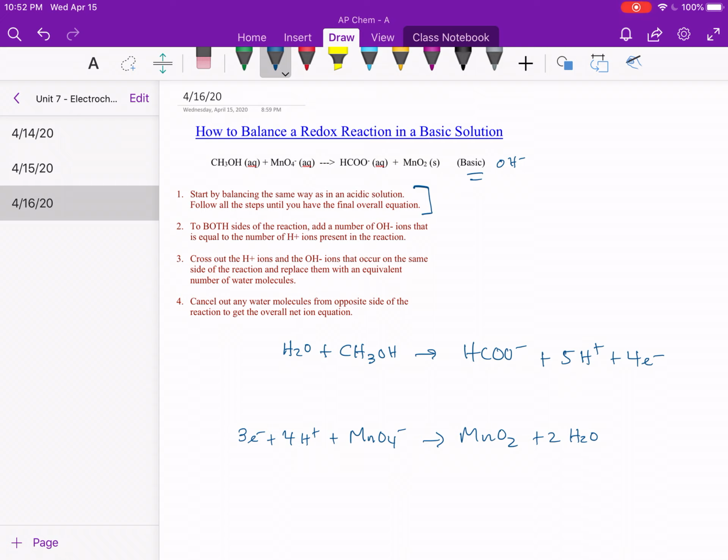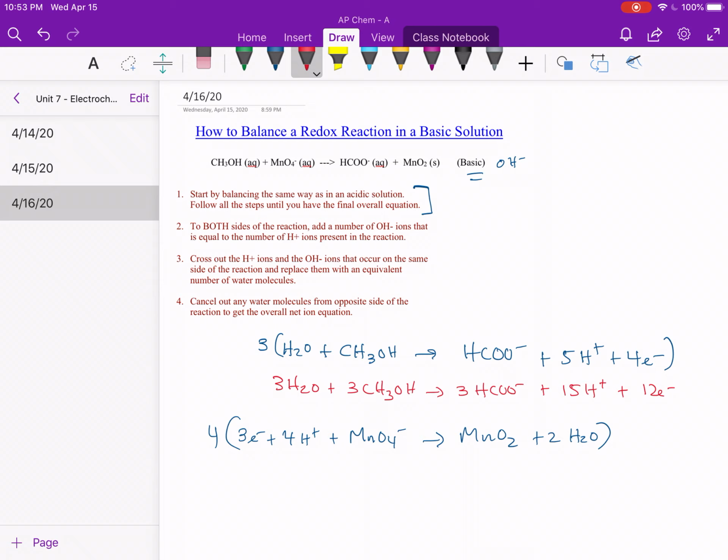Now we're going to have to do what we did before. In order to get those electrons to balance out, we're going to have to multiply the top one by 3 and then the bottom one by 4. So I'm going to switch colors. For this, that would give us 3 H2Os plus 3 CH3OH going to 3 HCOO minus plus 15 H pluses plus 12 electrons.